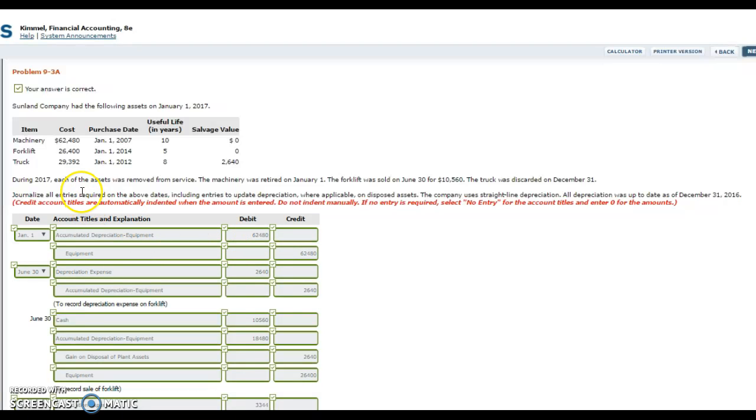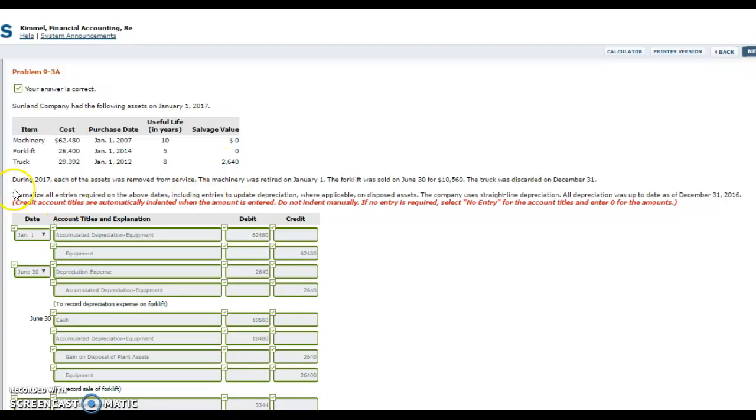So just going to take a look at the information that they gave us. They gave us 3 items: machinery with a cost of $62,480 with a purchase date of January 1st, 2007, a 10-year useful life and a 0 salvage value; a forklift with a cost of $26,400, purchased on January 1st, 2014, a useful life of 5 years and a salvage value of 0; and a truck with a cost of $29,392, purchased on January 1st, 2012, with an 8-year useful life with a salvage value of $26,440.